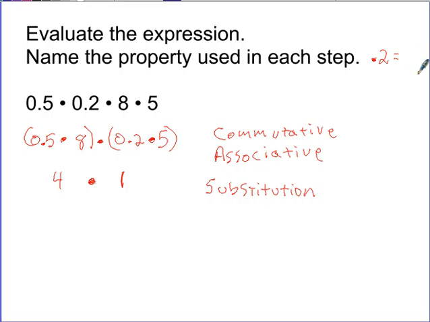0.2 as a fraction? It's 2 over 10, which simplifies to 1 over 5. We just took 1 over 5 times 5. That's multiplicative inverse. We got a 1 as the product. So we did substitution and we used multiplicative, I can't talk and write this word at the same time. Multiplicative inverse.